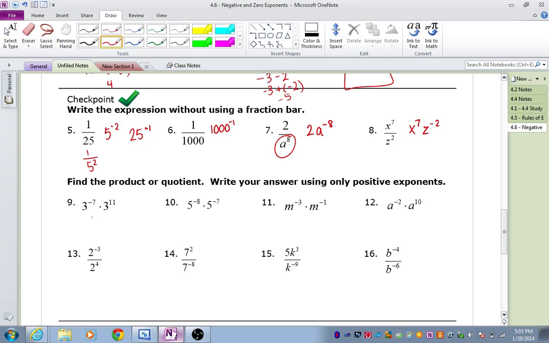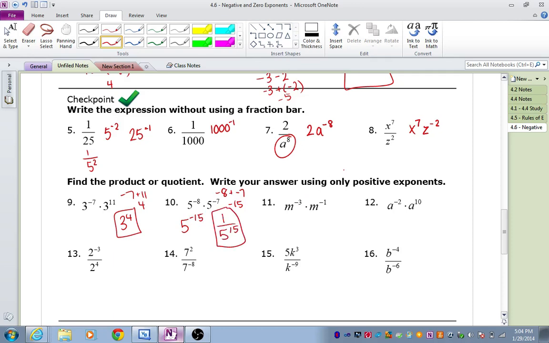Number 9, using our power properties. Okay, we're multiplying, same base of 3. Let's add those exponents together. -7 plus 11 is 4, so our answer is 3 to the 4th. -8 plus -7 is -15, so we get 5 to the -15th power. However, we have that negative exponent, which we don't like, so that means 1 over 5 to the 15th.